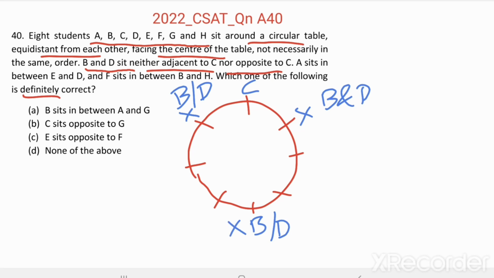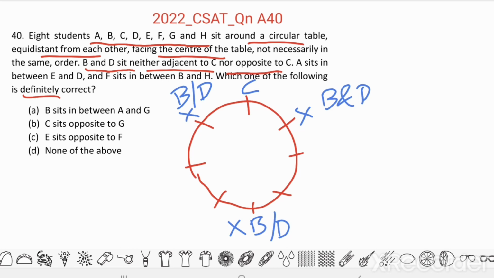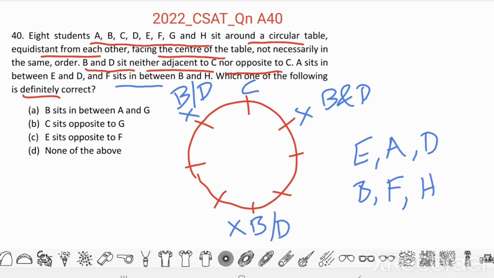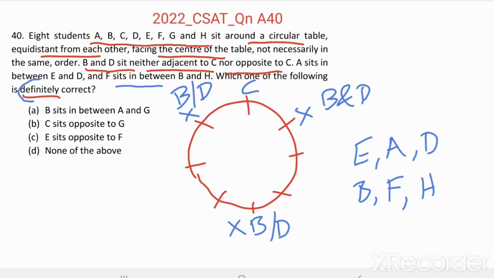A sits in between E and D. F sits in between B and H. Then which one of the following is definitely correct? So which one of the following is always correct? That is what we have to find.